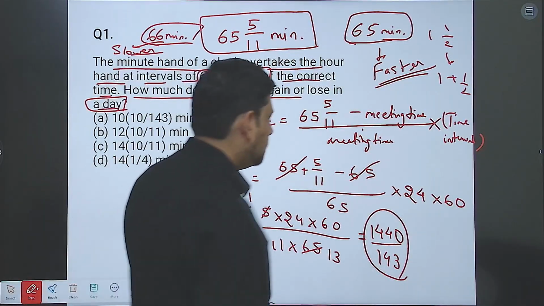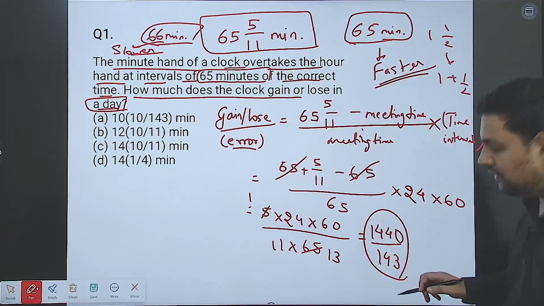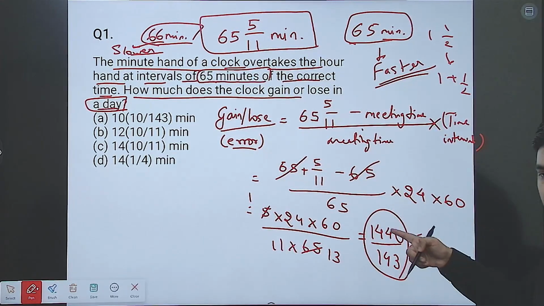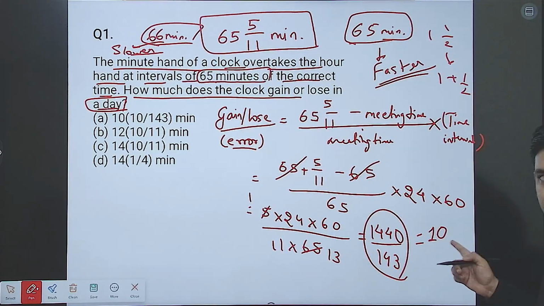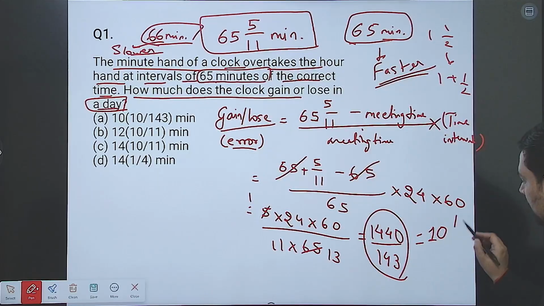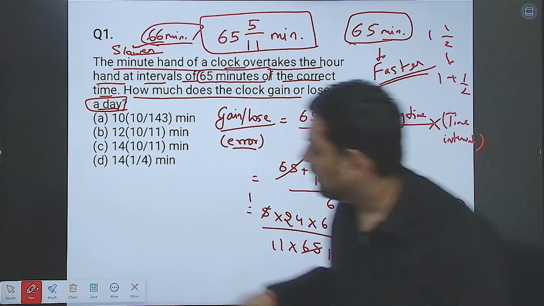Now you can change it into a mixed fraction. When you change it into a mixed fraction, what does it become? 143 will go how many times? It will go one time. With 144, 1 will remain. With 10, it will go 0 times. It won't go with 10, so it will go 0 times. What will be left? 10 will be left, upon 143. Simple. So 10 by 143. This is your answer.